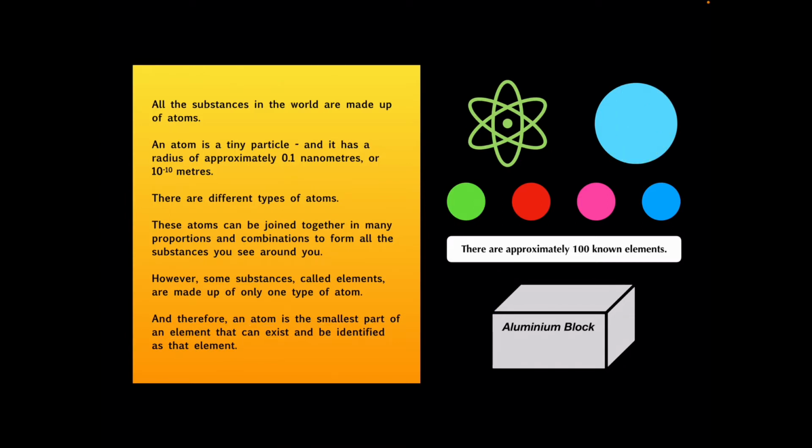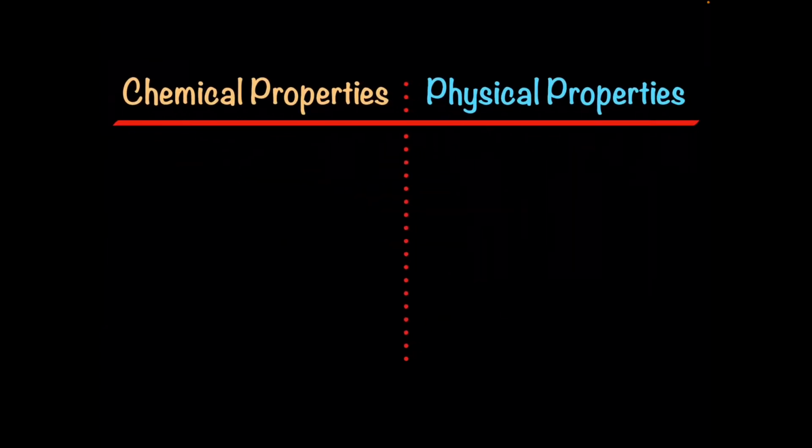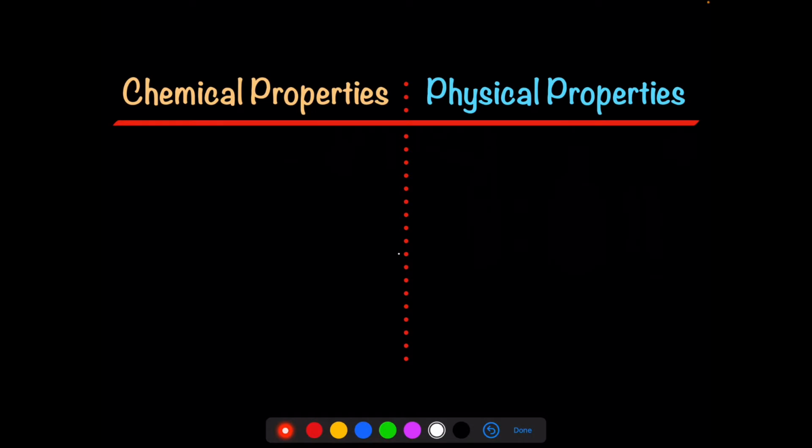So now let's move on to the next concept in this subchapter, which is about properties, literally just properties. And we have two types of main properties, okay? We have chemical properties, and we have physical properties. They're very different. You need to know the difference. You need to be able to describe different substances using these properties.